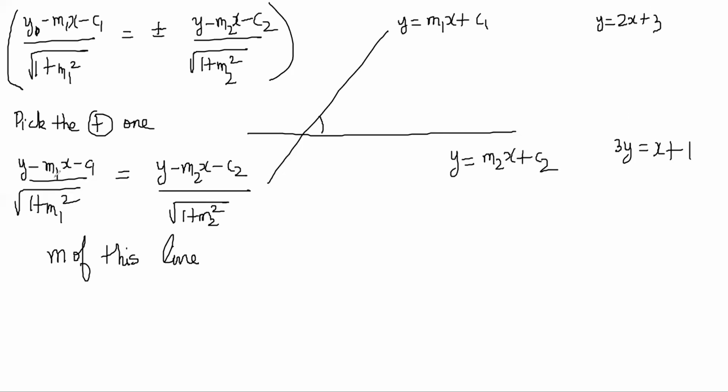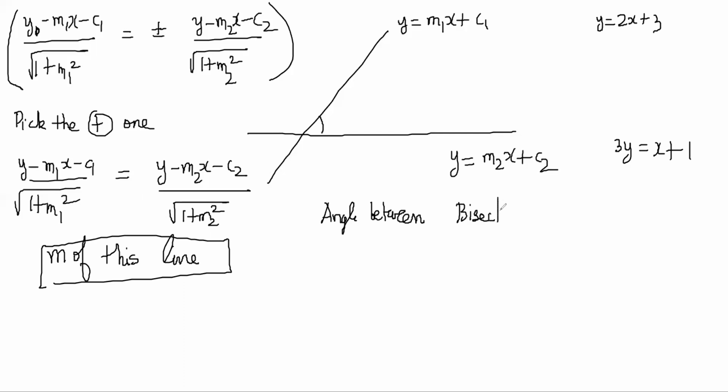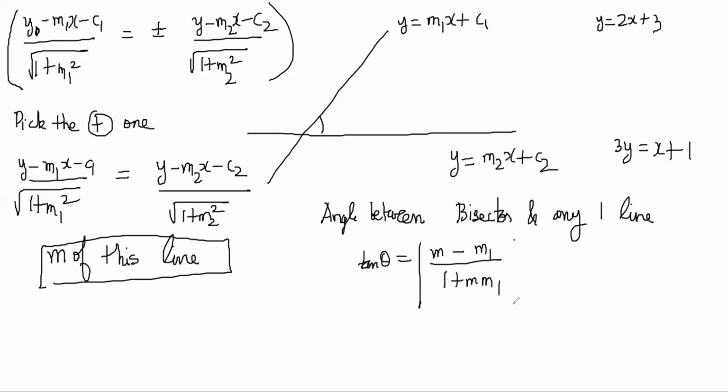When there will be numbers, this calculation of the slope of this line will be easy, no? Slope of the bisector, right? Find the equation of the bisector, find the slope of the bisector, then find the angle between the bisector and any one line. You understand? So tan theta should be equal to mod of (m minus m1) by (1 plus m m1).